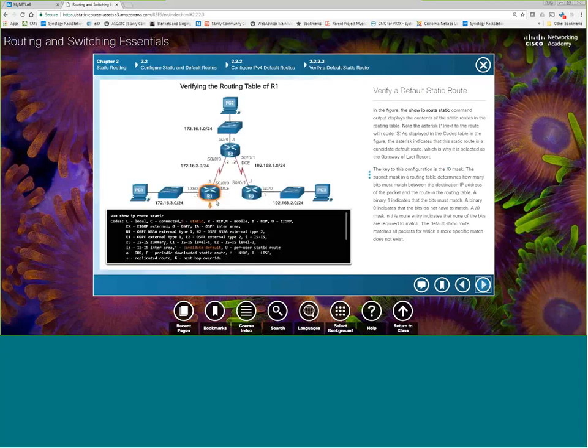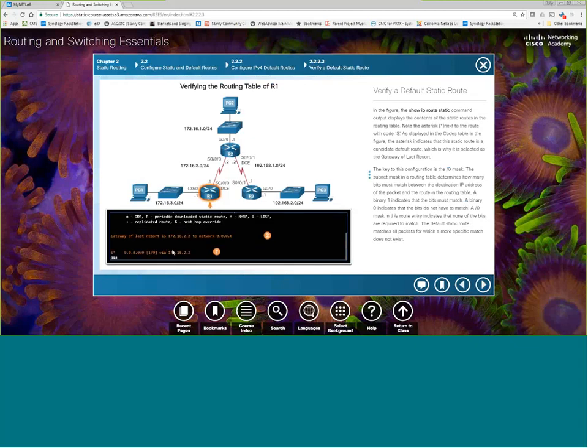Okay, so default static route, if you do a show IP route or show IP route static, you can see it here. And it also is listed as an S star, which means it is a static route, default static. So if you go down here, candidate default, S means static, star means candidate default. So that means it's a default route.